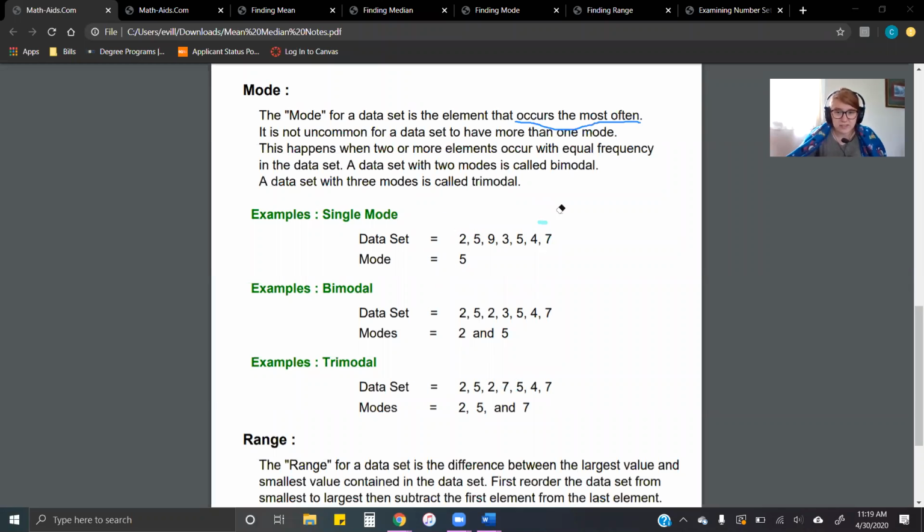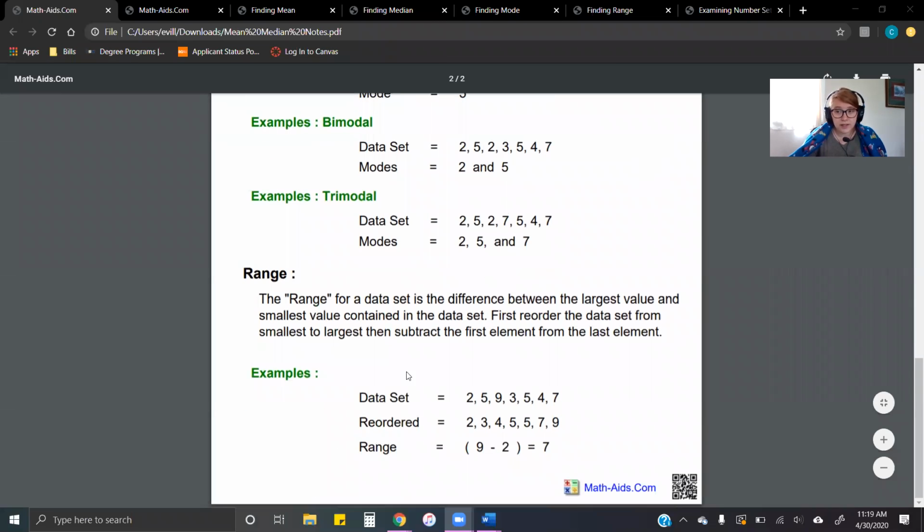I'm erasing this stuff because if I don't, then it kind of moves along with the document and gets in the way. All right, our next and final note for this math lesson is range. The range for a data set is the difference between the largest value and the smallest value contained in the data set. First, reorder the data set from smallest to largest, then subtract the first element from the last element.